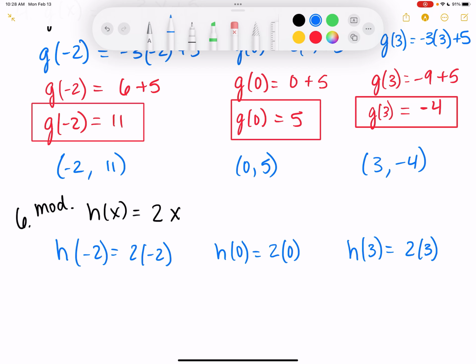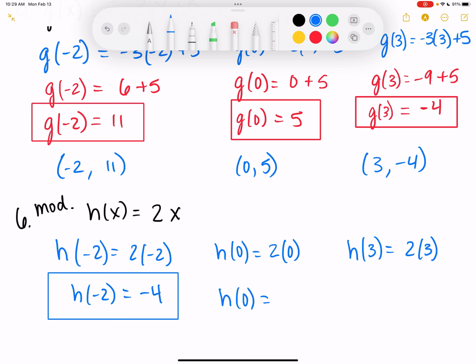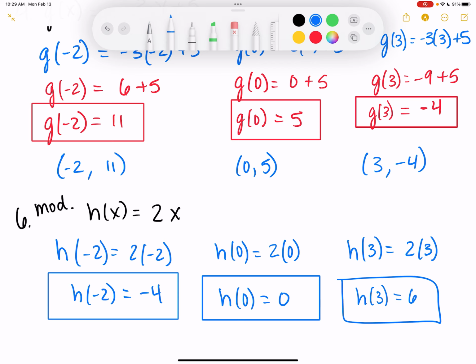So then I just solve it down. So h of -2 is equal to 2 times -2, which is -4. h of 0 is 2 times 0, which is 0. So that one's equal to 0. And then h of 3, 2 times 3 is? 6. Yep. Any questions about those? So the first section of problems wants you to solve it for 3 separate numbers.